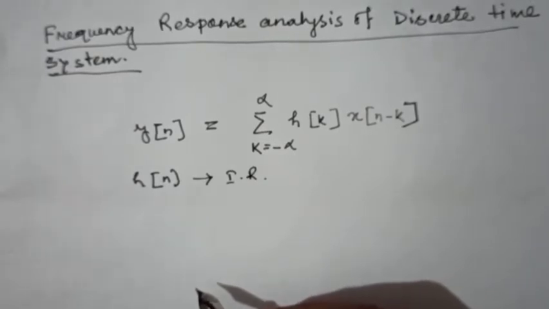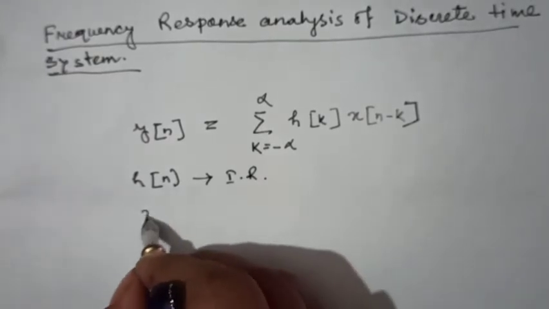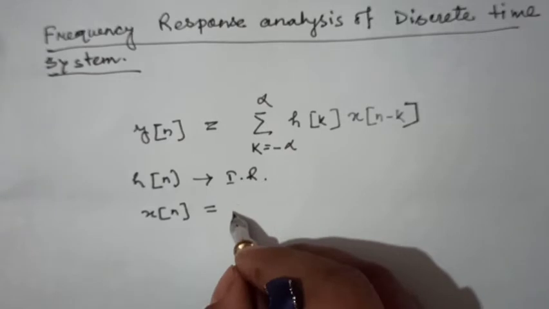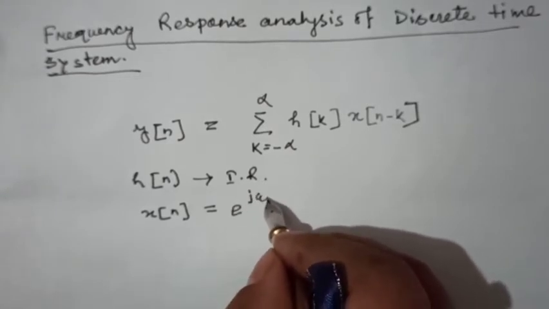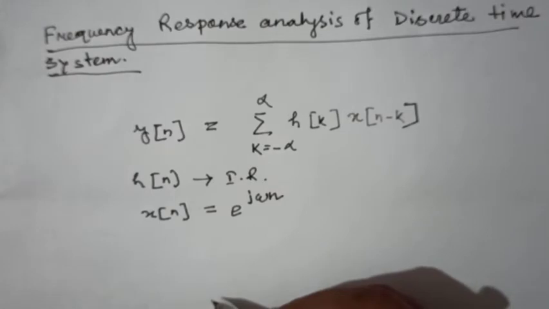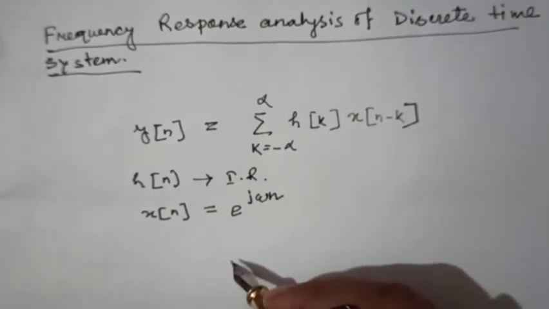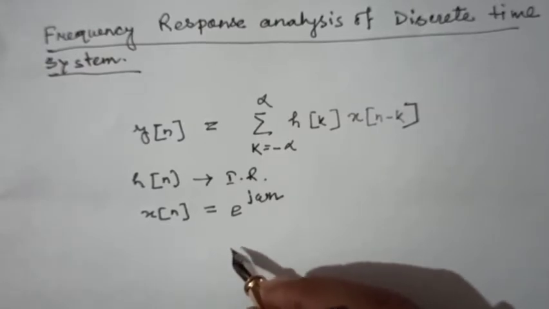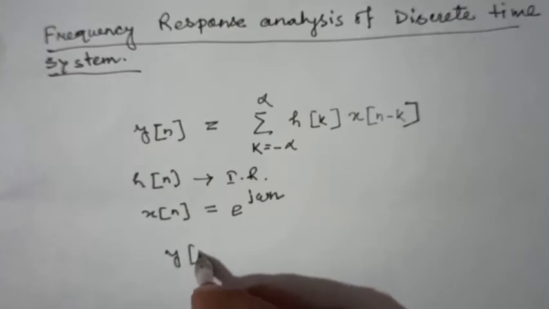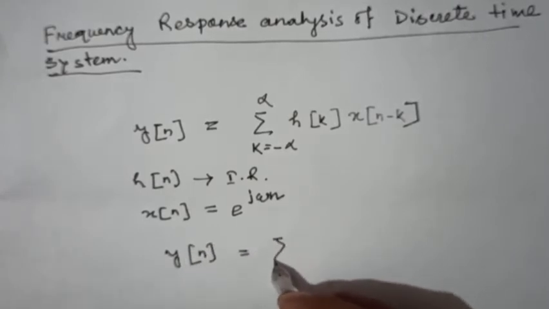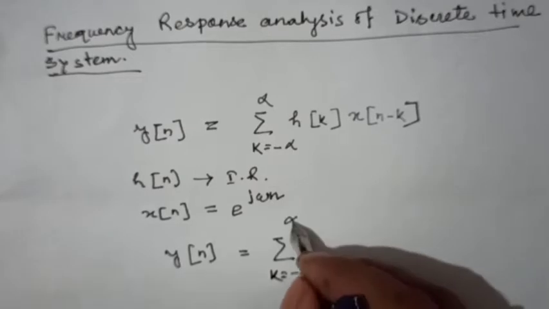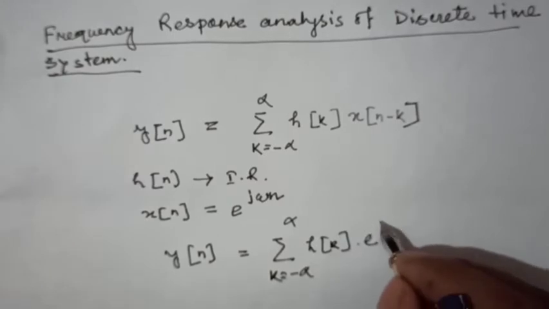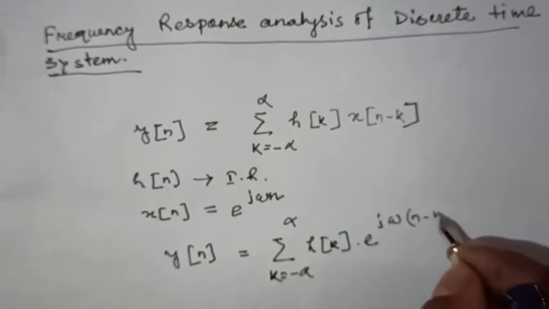Now let us assume that the input x of n is a complex exponential function of the form e to the power j omega n, where omega is any frequency. Now if we apply this x of n equal to e to the power j omega n as an input to the system, then the output can be calculated from the above convolution sum as this. So it will be summation over k from minus infinity to infinity h of k. Instead of x of n minus k, now it will be e to the power j omega into n minus k.